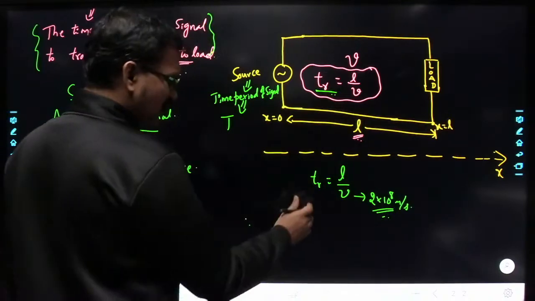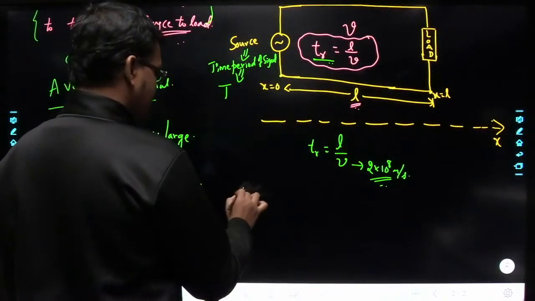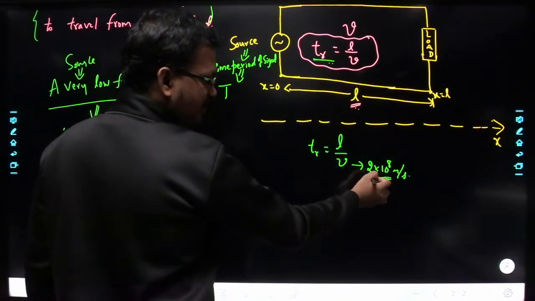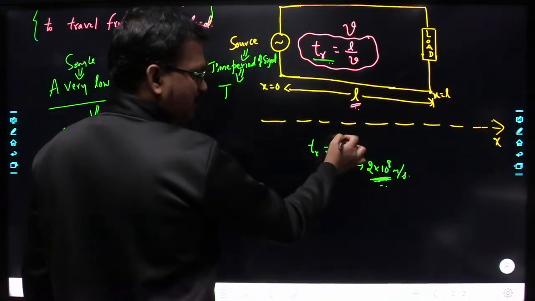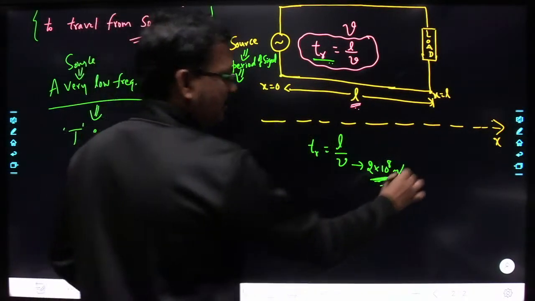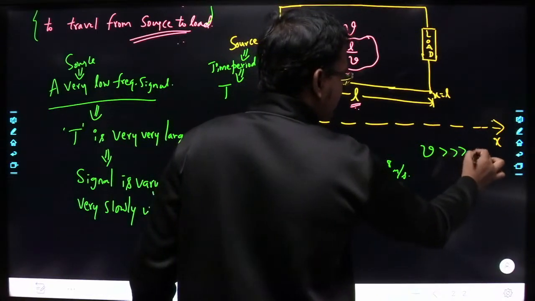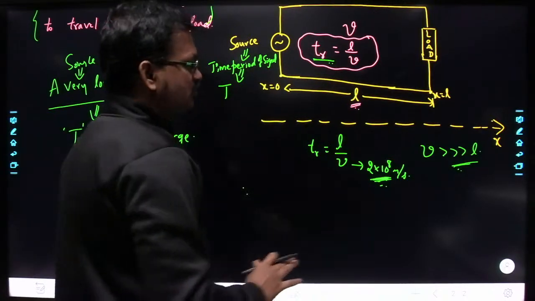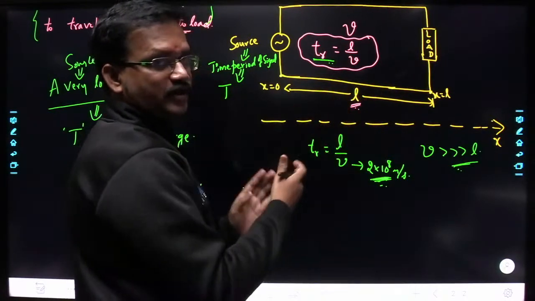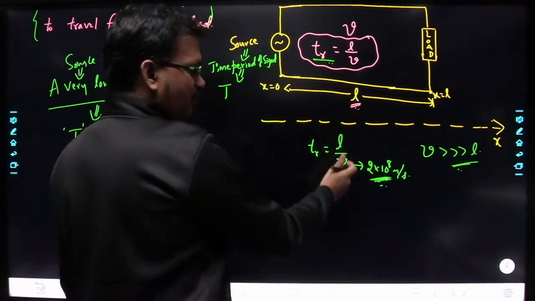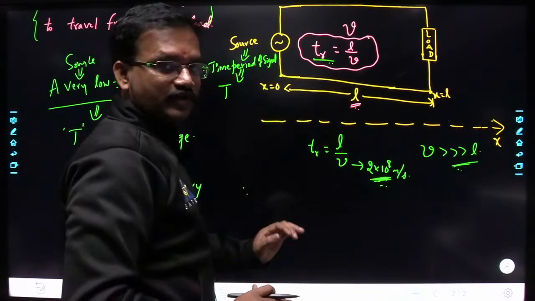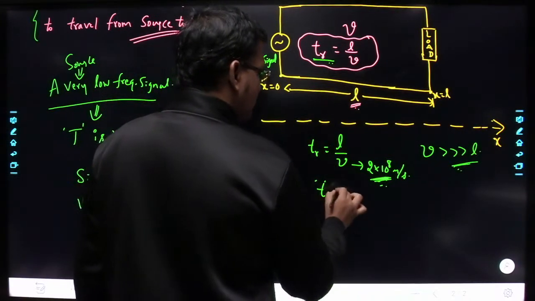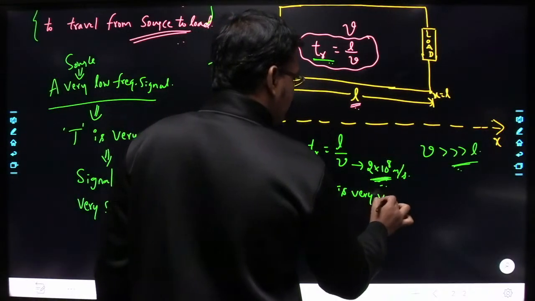So consider that this T is very large, and this velocity v is very large. Here the velocity is very large when compared to L. Let us assume here v is far greater than the length of the transmission line. Let us assume the length of the transmission line as 100 meters or 1000 meters. Still, when compared to velocity, L is very small. Yes or no? So that means here Tr is very small, very small.